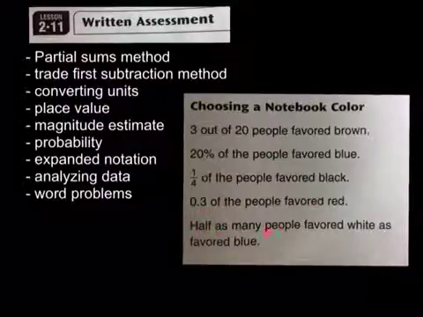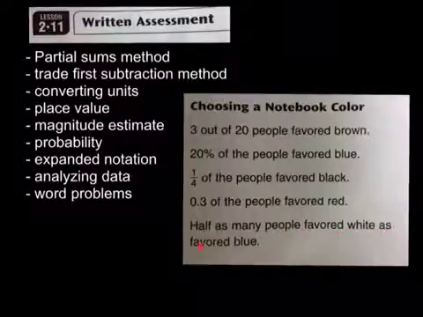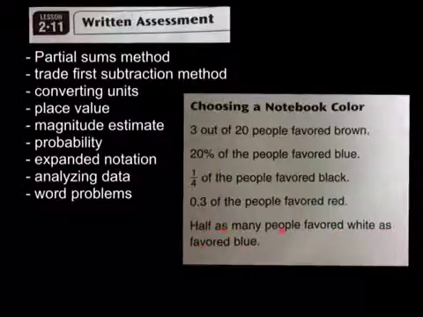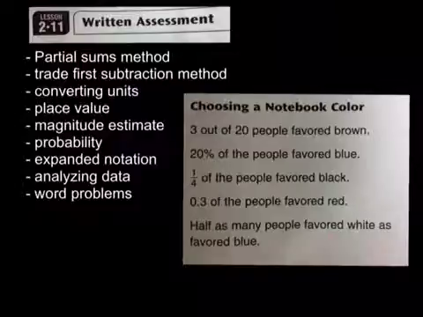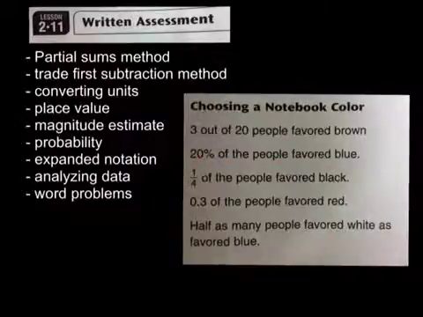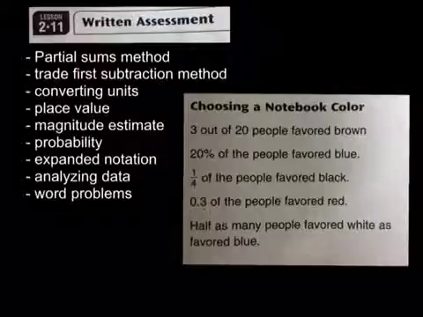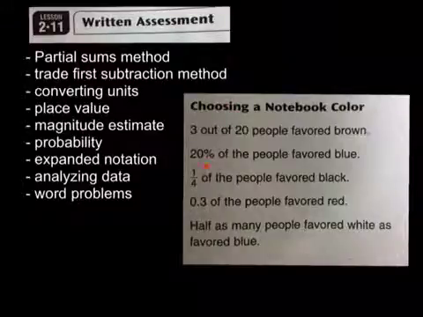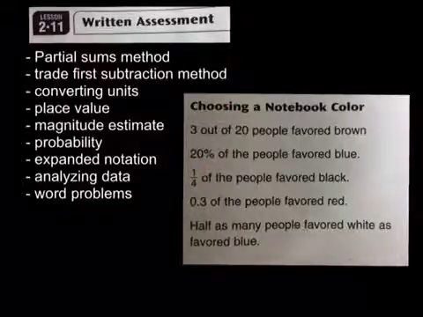And half as many people favored white as favored blue. So half the people of the blue. So only 10%, which is also extremely unlikely. So all of these are unlikely situations.